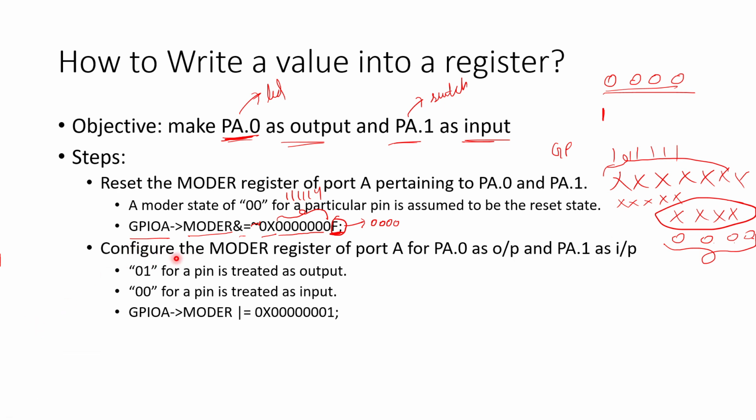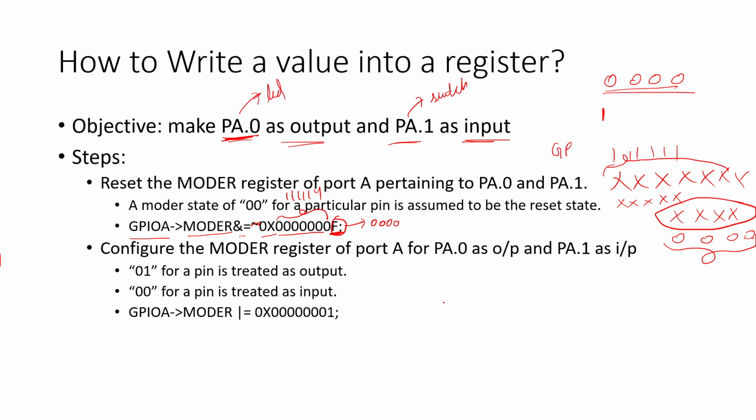So the next part is configuring the MODER register of port A for PA.0 as output and PA.1 as input. As per the reference manual of STM32F401RE, 01 for a pin is treated as output, whereas 00 for a pin is treated as input. So according to that, in the previous section we have reset all the four bits corresponding to 2 pins, right? So you have to refer to the reference manual and find out what must be programmed into these bits for the desired functionality.